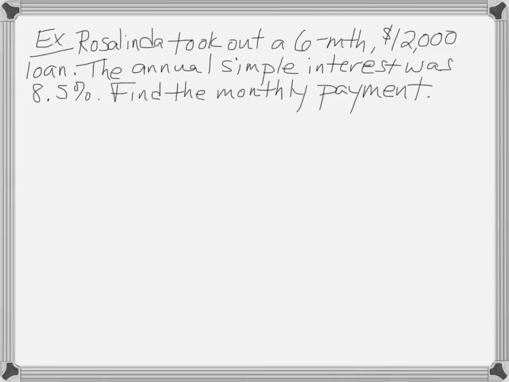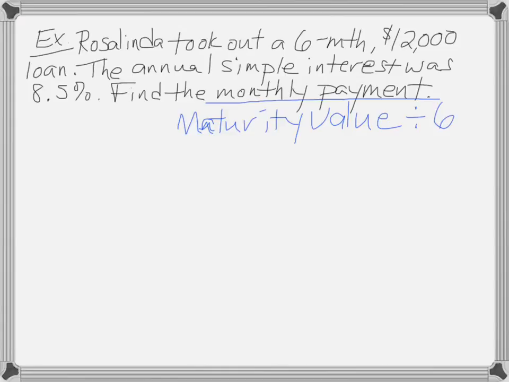Rosalinda took out a 6-month, $12,000 loan. The annual simple interest was 8.5%. Find the monthly payment. So to find the monthly payment, we're going to have to find the maturity value, how much we owe total, and split that up over 6 months. So anytime you split something up, you're dividing. So this is a multi-step problem.